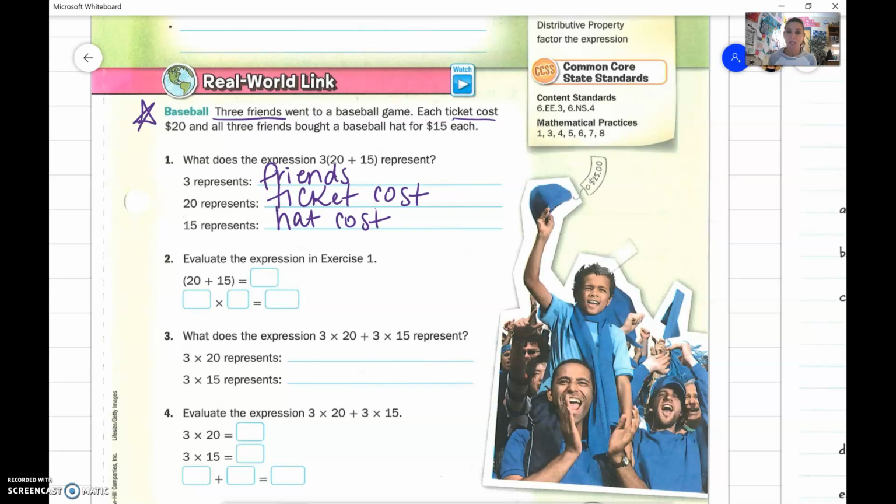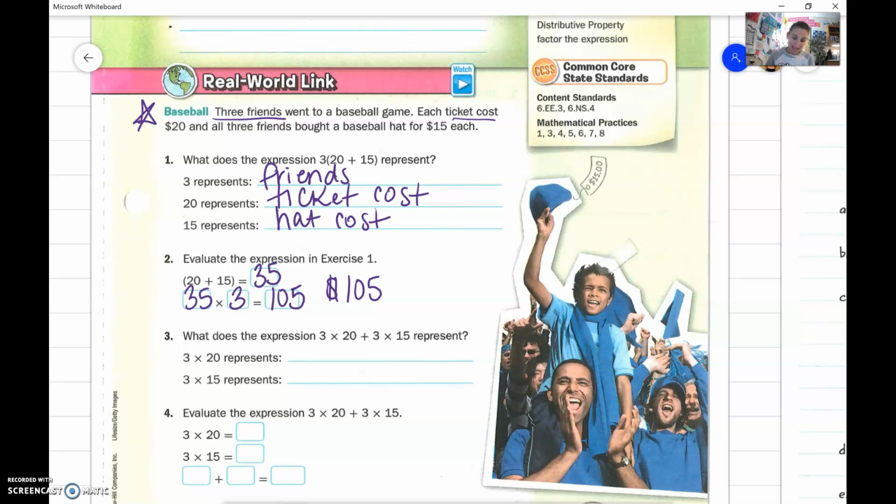So now it says evaluate the expression. So we're going to do what's in parentheses first. So we are going to do 20 plus 15, which is 35. Then I'm going to take 35 times the number of friends, which is 3. So that's going to give me $105. So for this answer, we know that the total cost for three friends and their tickets, and they each bought a baseball hat, is going to cost a total of $105.